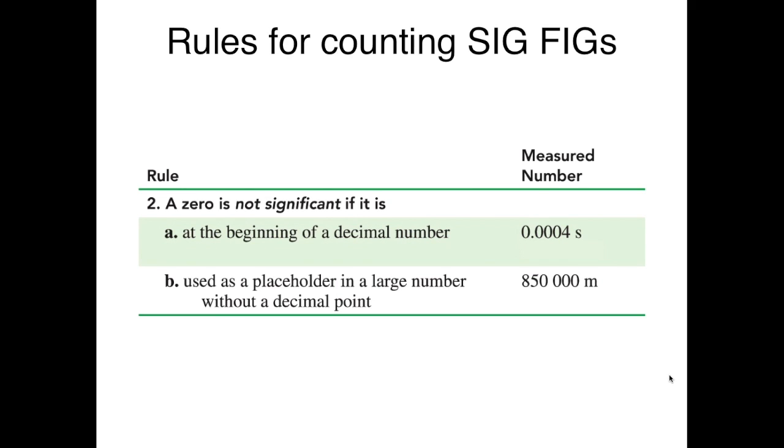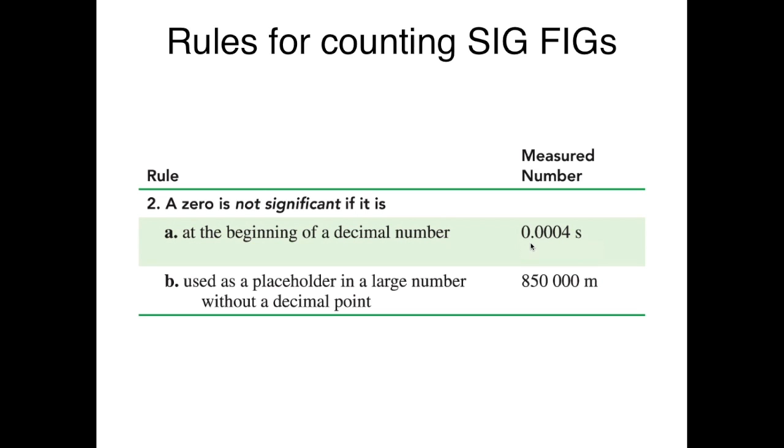Now, the opposite is the rule for when a 0 is not significant. These two rules are opposite of each other. So if you remember one set, you then automatically remember the other set. Okay, so a 0 is not significant if it is, A, at the beginning of a decimal number. Remember we talked about decimal numbers before, and if the zeros at the end, they are significant. Well, in this case, this is the opposite. If a 0 is at the beginning of a decimal number, we call them leading zeros. These zeros are insignificant, right?